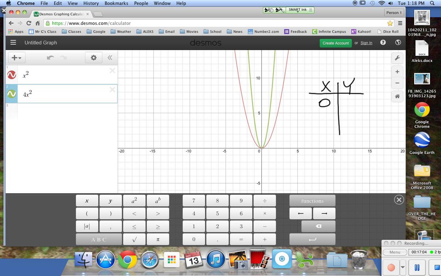What's 0? In this case, 0. What's 1? Then it's 4. And I'm looking at 4x squared here. What's 2? It's 16. Okay, what's negative 1? It's 4. All right. What's negative 2? It's 16. So I can start graphing.